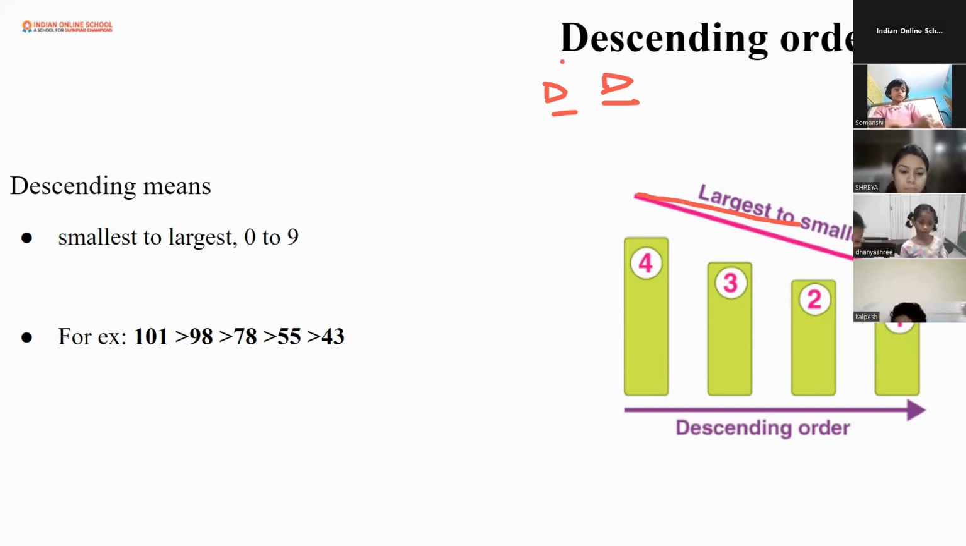Large to small. If you look over here in the example provided, 101 is the largest number. 101, 98, 43. Large to small, it has been arranged. It has been arranged in descending order, yes? Very good.